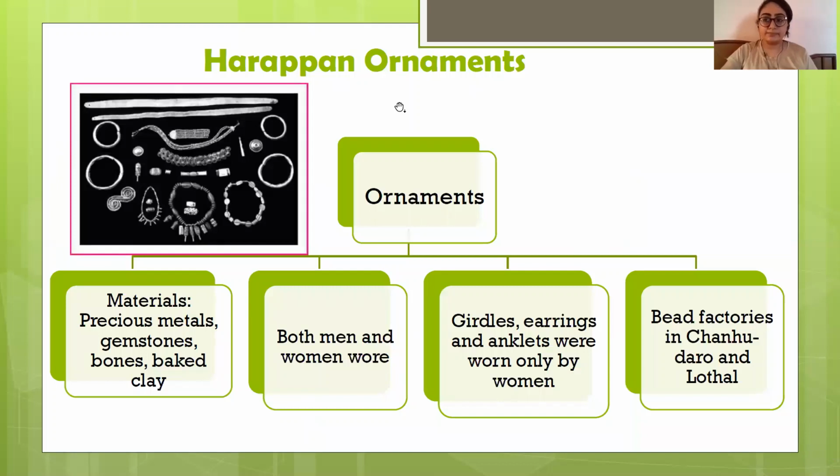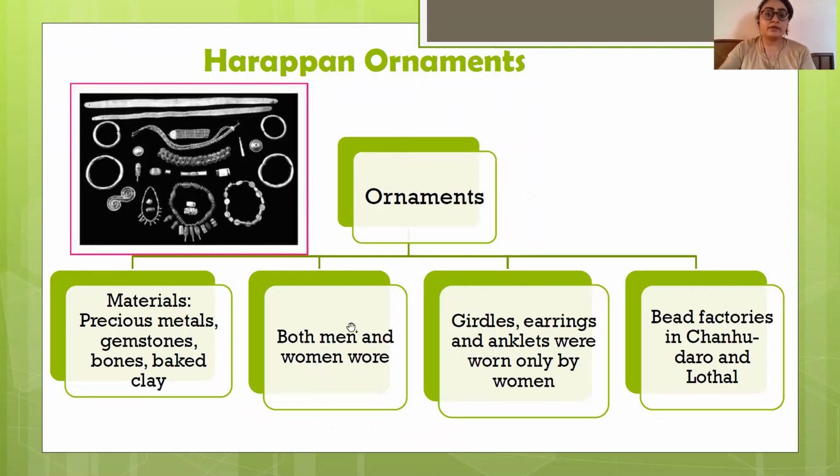Now coming on to the Harappan ornaments. The materials that were used in Harappan ornaments were precious metals such as gold or silver, gemstones, bones and baked clay. The simplest of the Harappan ornaments would be made of baked clay, and the costliest, or we can say the most beautiful and most valued ornaments of the Harappan civilization, were made of precious metals like gold and silver.